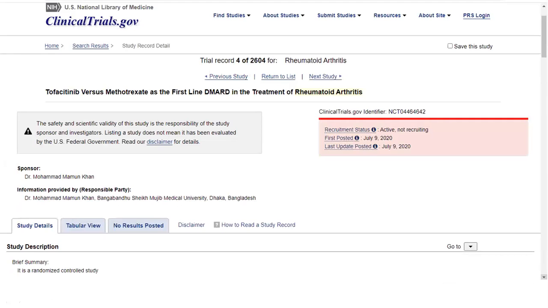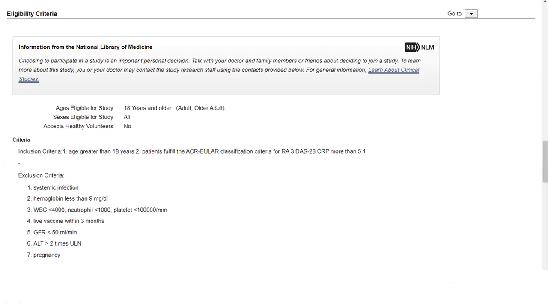The third study that I've taken into this is for rheumatoid arthritis, where they are comparing 2 drugs. One is tofacitinib and methotrexate as first-line DMARD in the treatment of rheumatoid arthritis. So we have 2 groups. One is the study drug. The other is the comparator. Methotrexate is the comparator, and we want to compare it with tofacitinib. And again, we go into the details of this particular criteria.